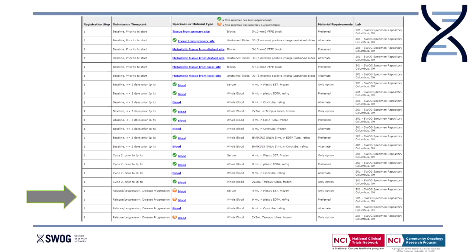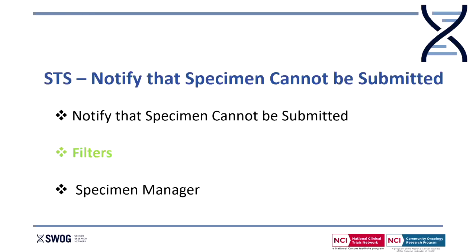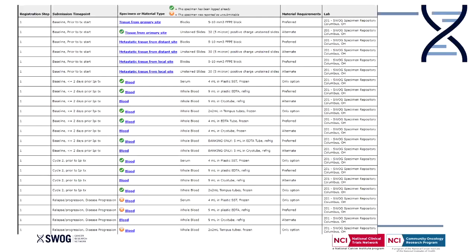Pretty swanky. Now, let's act like it's the late 50s and get minimalist, shall we? Filters are available in logging a specimen, notifying that a specimen cannot be submitted, and in Specimen Manager. Here we see the list of potential specimens for a study. Keep in mind that all specimens need to be listed, although only a small amount might be submitted. This study is pretty light on specimens. There are some studies that would have less than this, but most would have a lot more.